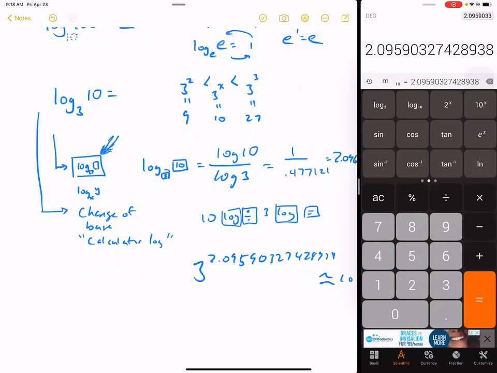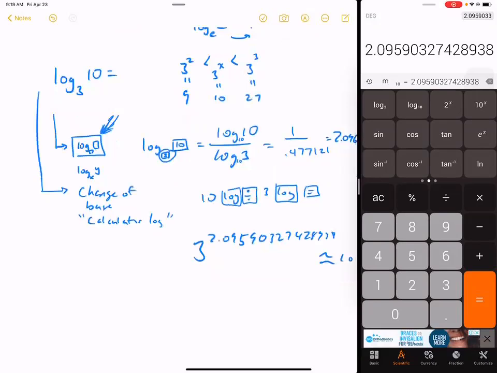So here is something I need to point out. We went from a base 3 to a base 10, a common log here. But it could have been anything you wanted. What if I want to change this to our other log here? We have a natural log here. What if I try log base 3 of 10 as natural log of 10 divided by natural log of 3? Would that give me the same results? Try it. Do 10 natural log divided by 3 natural log.